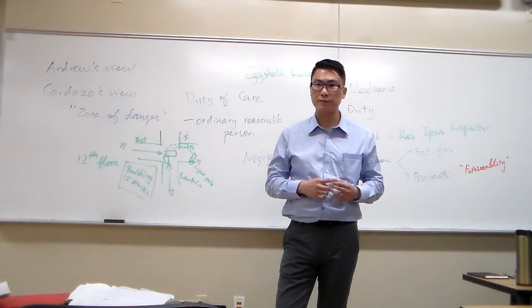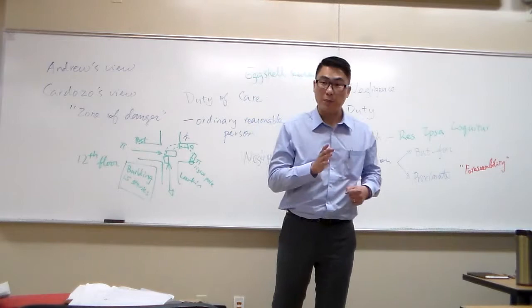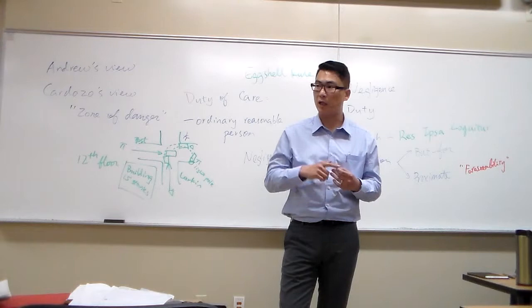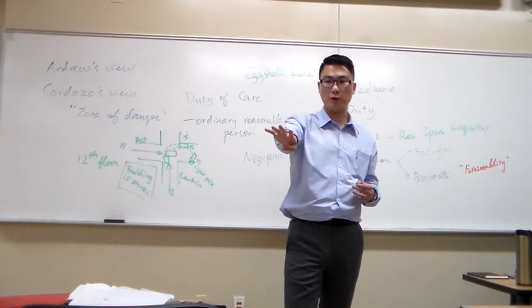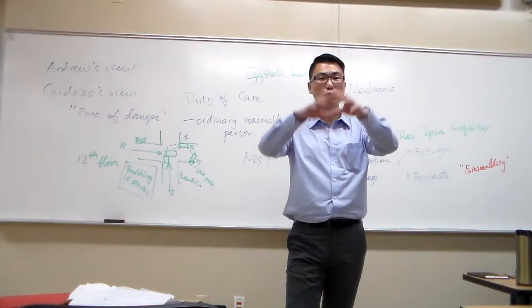But California doesn't follow contributory negligence. California follows comparative negligence. What it means is it's going to offset the damages. So for example, in this case, Ali, you're going to sue Barry. And the court decided, Ali, you are 40% at fault. Barry, you are 60% at fault for this accident. And the total overall damage is $1 million.